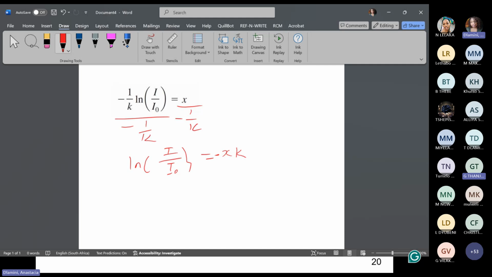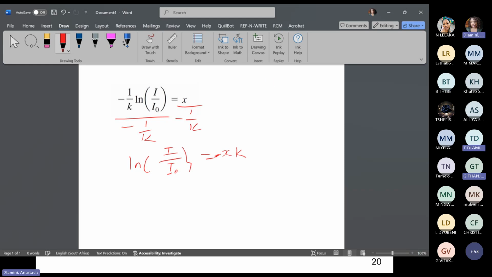Use the inverse function property. We know that if e is to the power of ln of x, this equals x. If it is ln of e to the power of x, this equals x. The reason I'm emphasizing this is that one of your assignment questions, the last question, deals with e. I'm not giving away answers, guys.